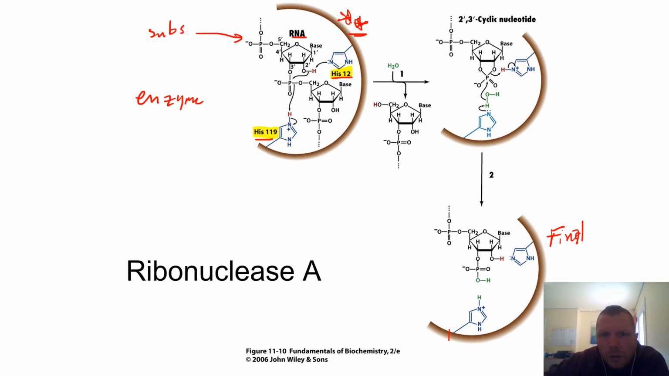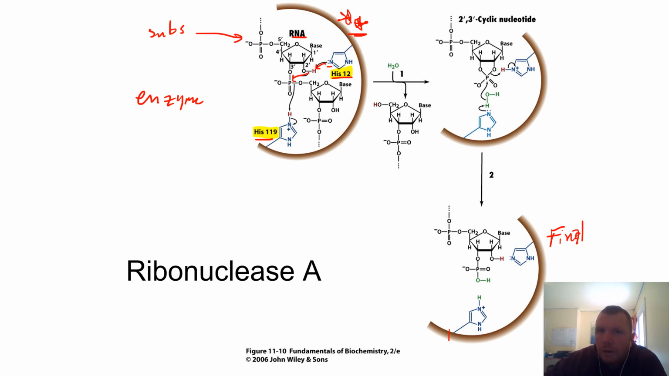So what I'd like you to see is we've got this N right here in our histidine ring that is deprotonated, and it's got a lone pair of electrons. What that is going to do is target that hydrogen on our 2' OH group. Then the electrons here are going to swing down to that phosphorus, in which case we're going to make a cyclic 2',3' nucleotide.